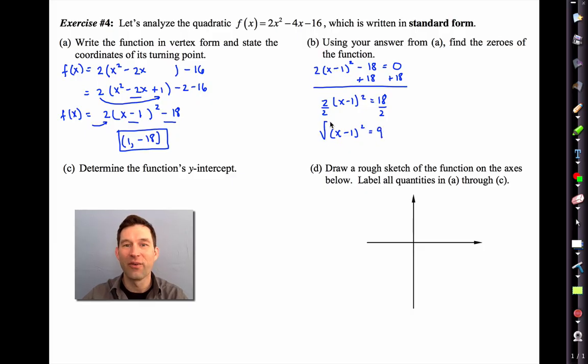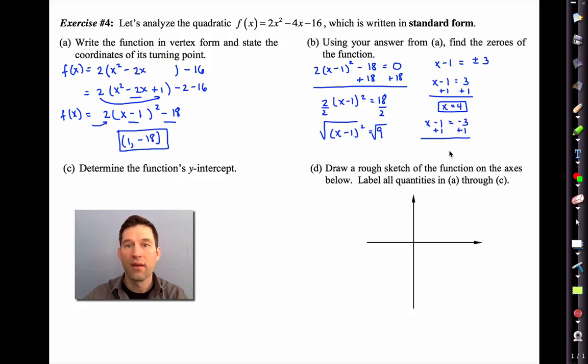Oh, I like 9, right? Nice perfect square. Take the square root of both sides. I'll get x minus 1 is plus or minus 3. I know that's tricky. I'll get x minus 1 is equal to 3. Add 1 to both sides. And I'll get 4. And I'll do x minus 1 is equal to negative 3. Be careful here. Add 1 to both sides. And I'll get x equals negative 2. There we go. There are my 2 zeros, found by completing the square.